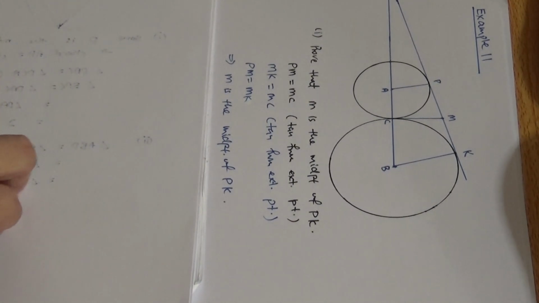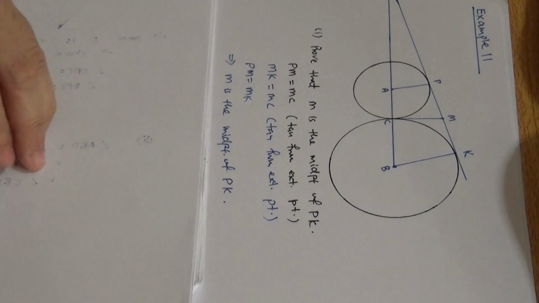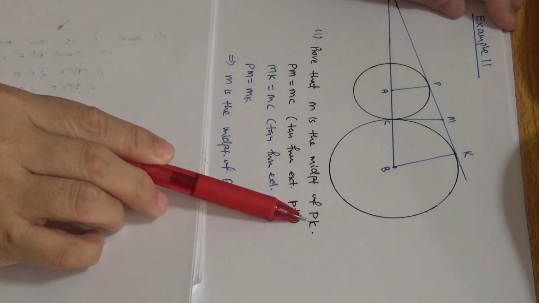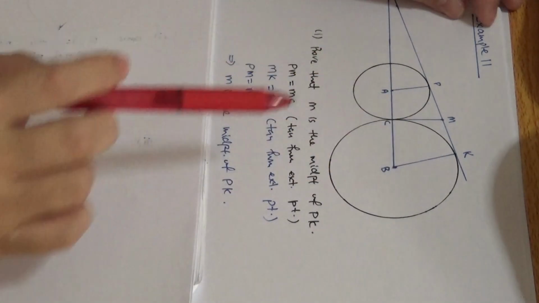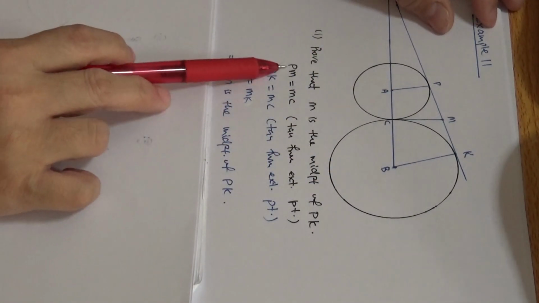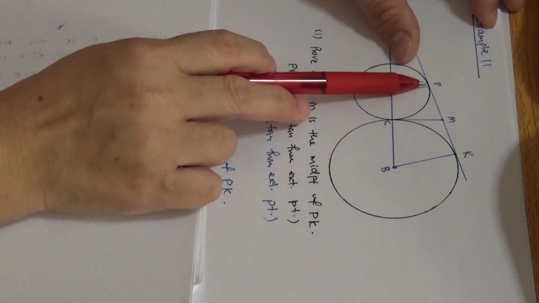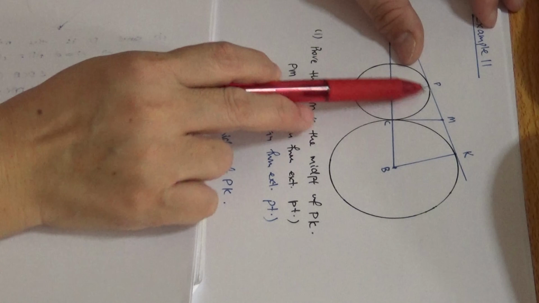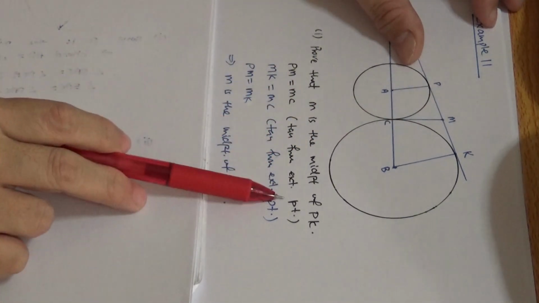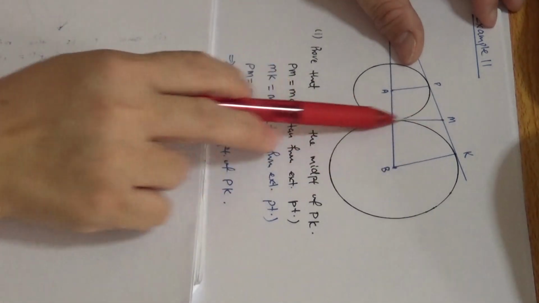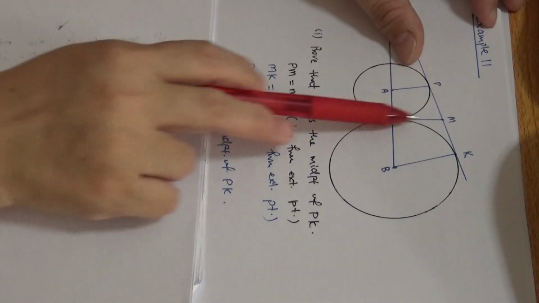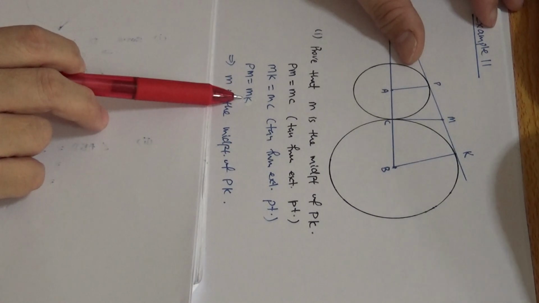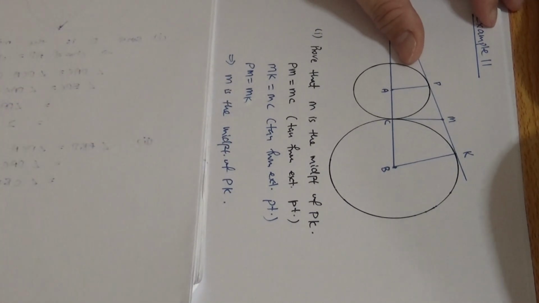First part. Okay, prove that M is the midpoint of PK. Now, take note, PM is MC. Because this is the external point, these two tangents will be the same. Tangent from external point. MK is MC. And tangent from external point also. Okay, so therefore, PM must be equal to MK. Therefore, M is the midpoint of PK.